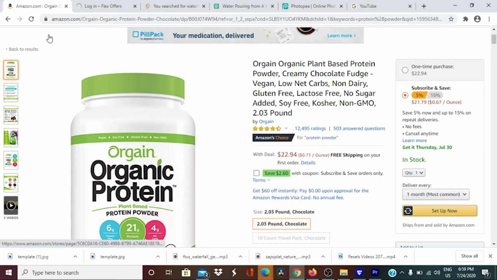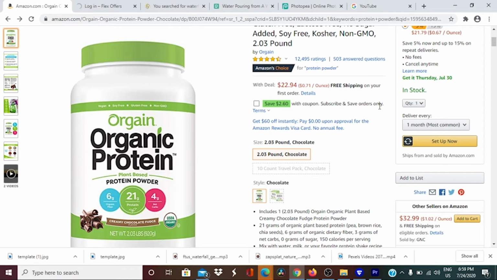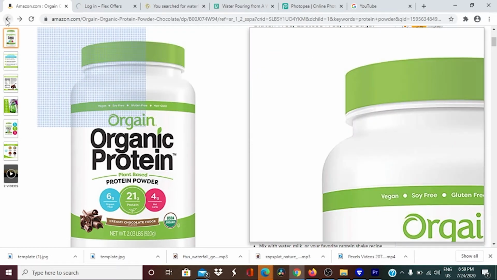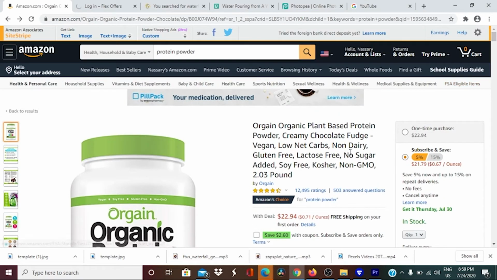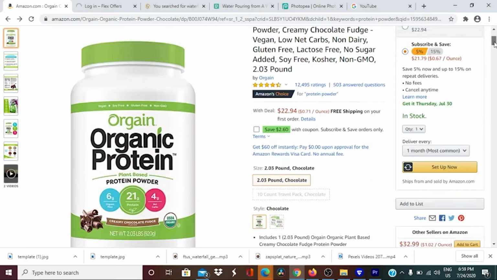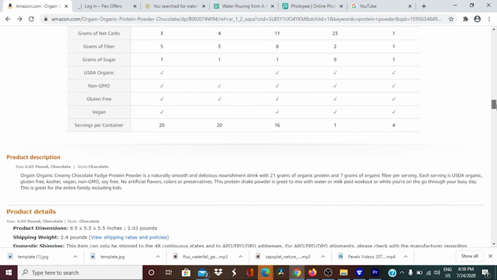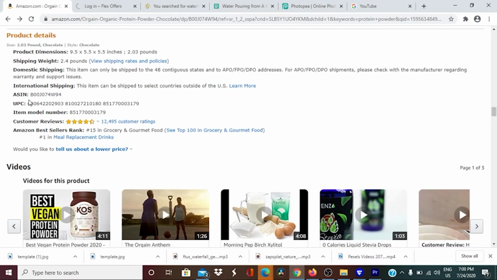You can choose, I usually say, a high ticket product. With this, I'm going to do this product because I like this product. Okay, so we go back. Actually, we don't have to go back. Why are we going back? Just go to information here and get the ASIN.